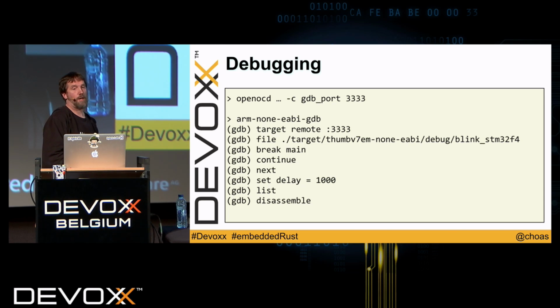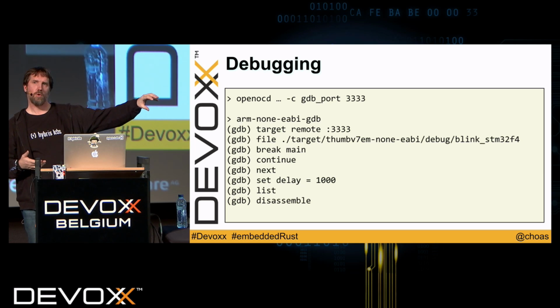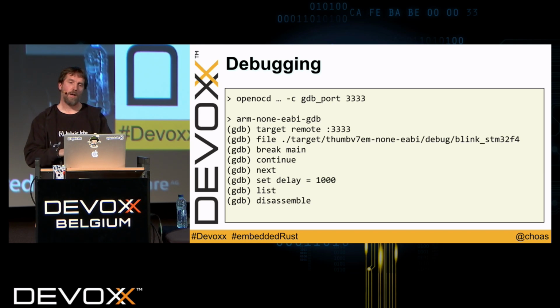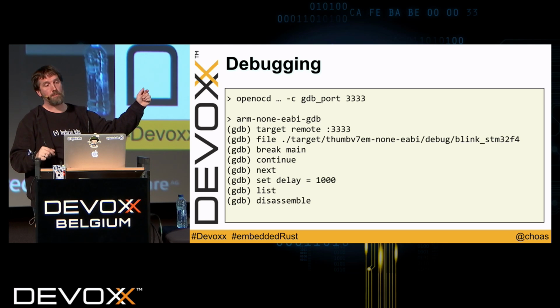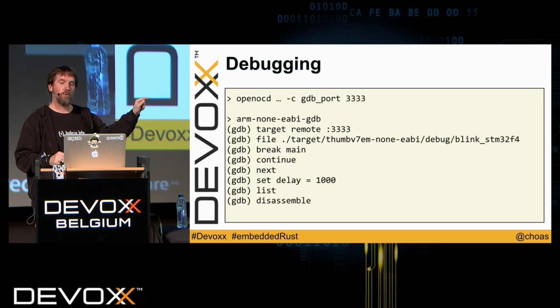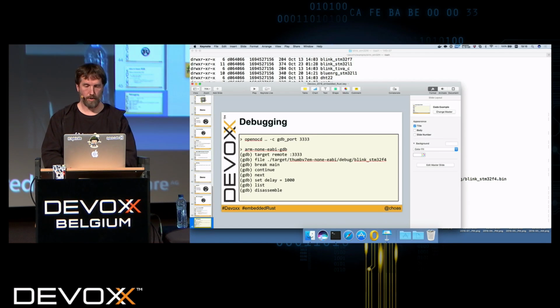For the debugging, I'm using OpenOCD. This connects to the microcontroller and opens up the port 3333. Then I can open the debugger, connect to it remotely on this port, load the file, and then I can do something. So I will do it now.